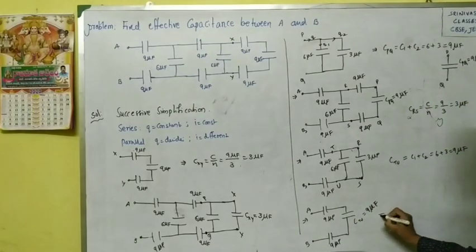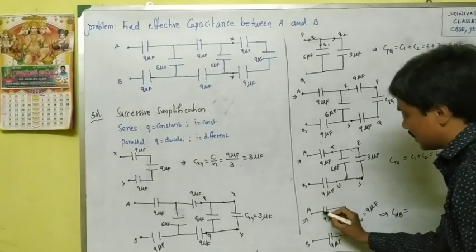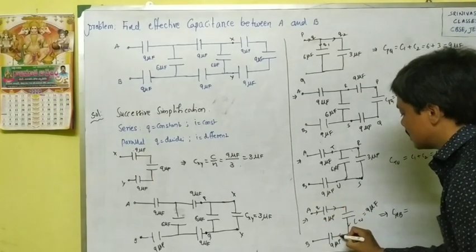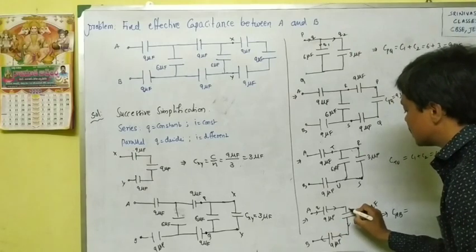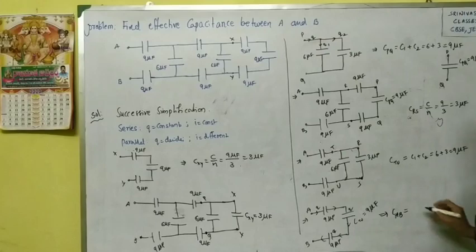Now finally we want the effective capacitance between A and B. How are these three? Okay, look at here. When we give the charge, it will not divide. The charge is constant. Only one way. Charge constant means that is series combination. In series combination, what is the formula?